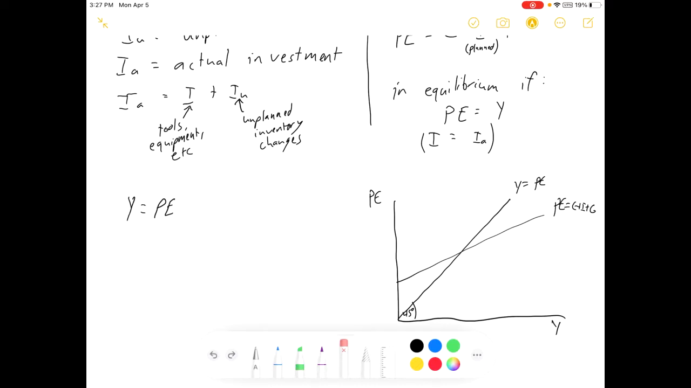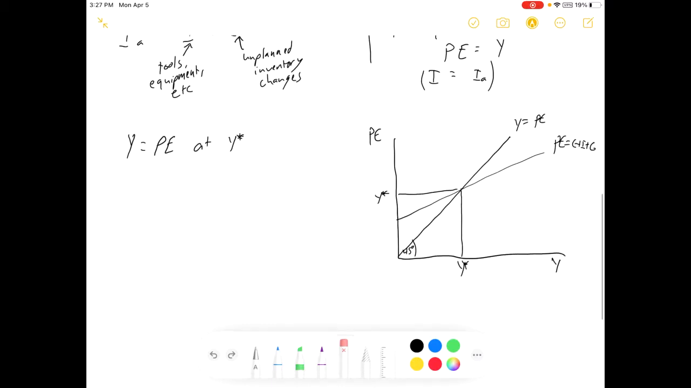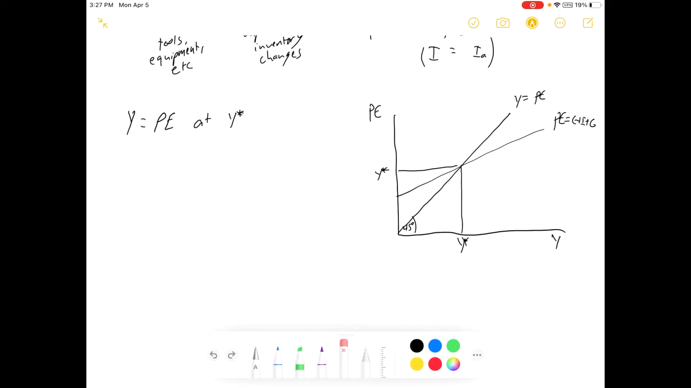So Y equals PE at Y star, and Y star looks something like that. Boom. Notice, same coordinate on the x and y axis because they're on the 45-degree line. At this point, we have no unplanned inventory investment. Businesses are selling the stuff that they make, and that's a model of a market in equilibrium.